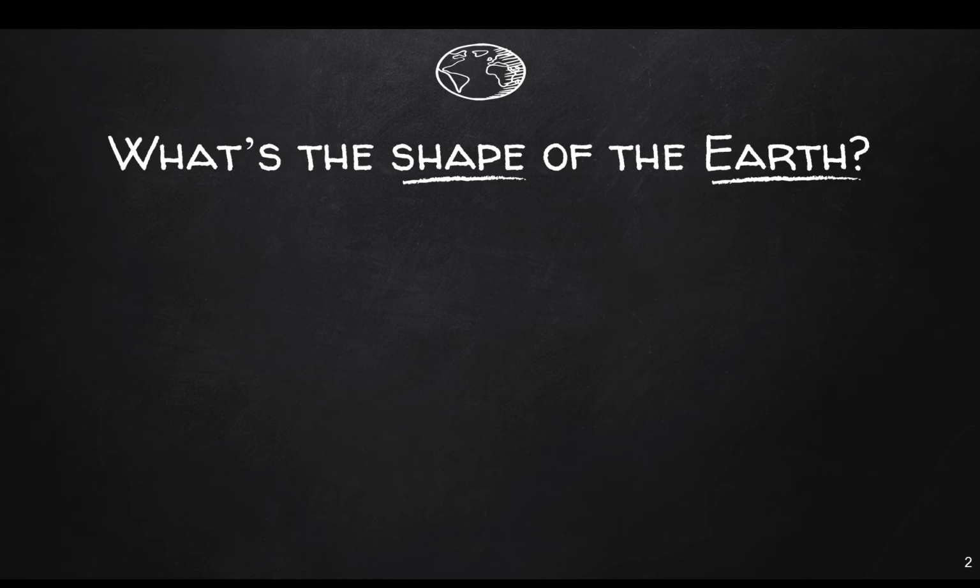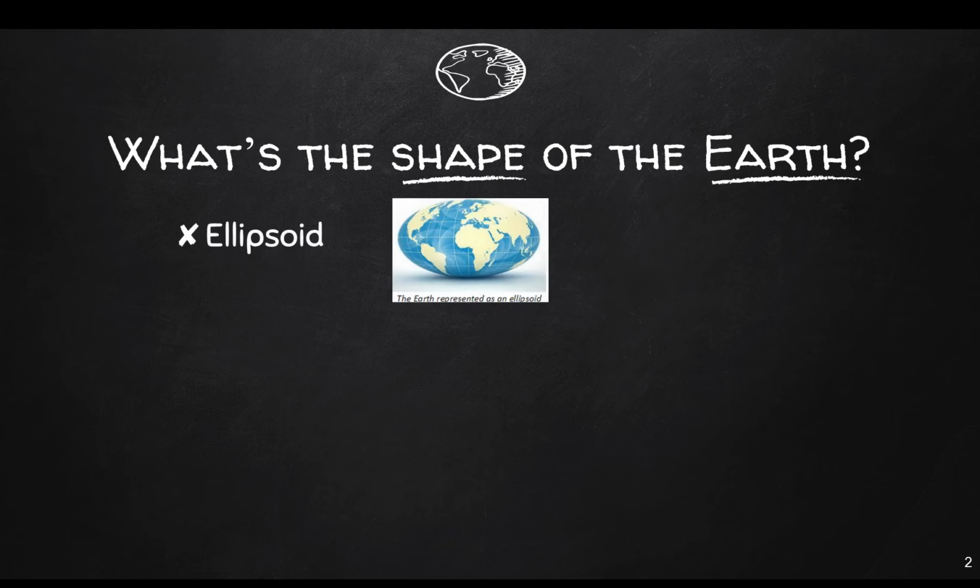So what is the shape of the Earth? Everybody, or maybe most people, will probably tell you that the Earth is a sphere. But it's not exactly a perfect one. It's an oblate spheroid that bulges at the equator and is somewhat squashed at the poles.